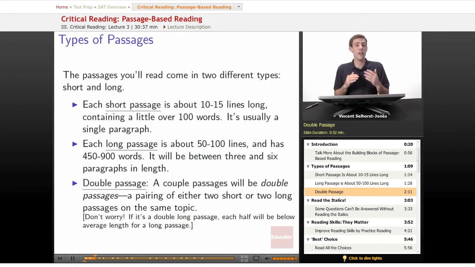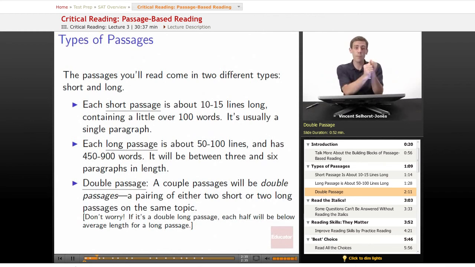Finally, we've got a variant on the short and the long passage. It's this thing called the double passage. So what the double passage does is it takes either a pair of short passages or a pair of long passages. And whatever that pair is, it's going to be on the same subject. So they'll both be talking about, say, trout and how trout go home, or I guess trout don't do that. That's salmon. I don't know much about trout, but you get the idea.